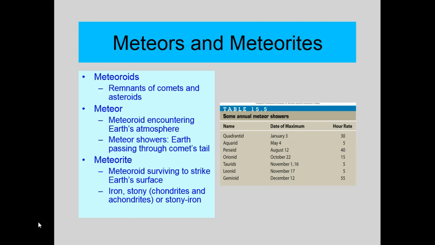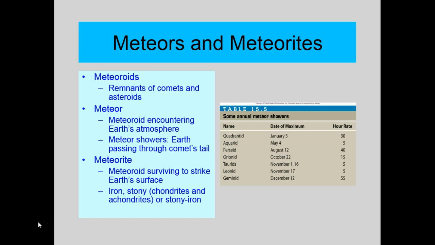55, almost one a minute. That would be worth it. If it's a clear night, it's called the Geminid meteor shower, December 12th, about 55. We'll be through with school by then, so you have to do this one on your own. But that would almost be worth it. If it's a clear night, go out there. You'll see almost one meteor per minute.